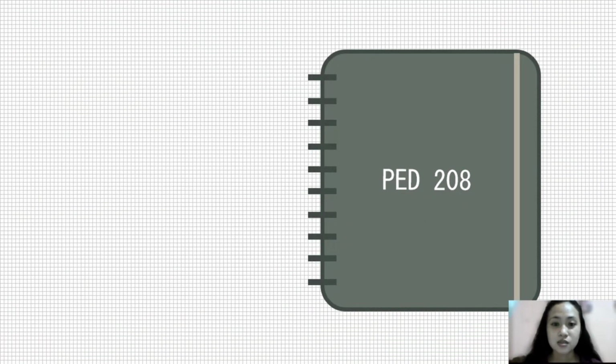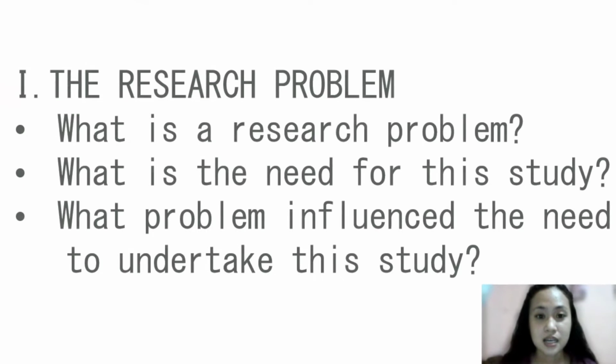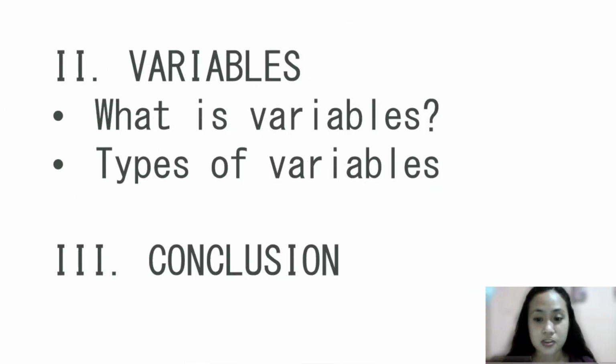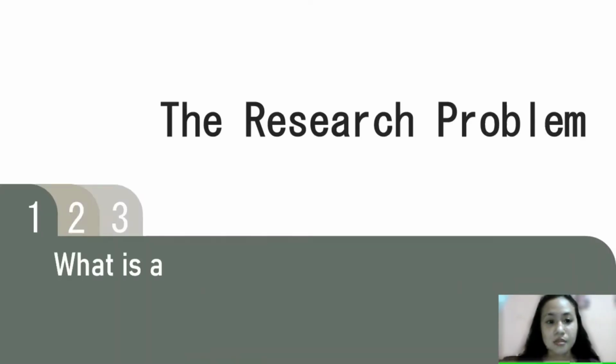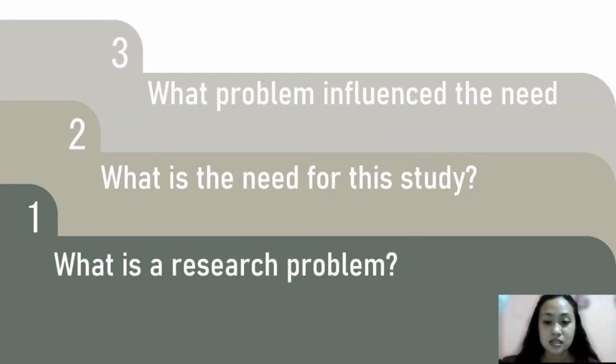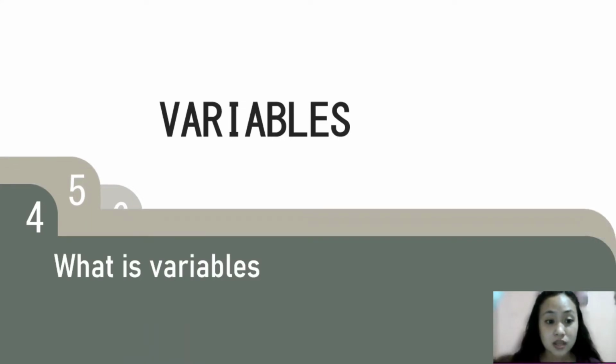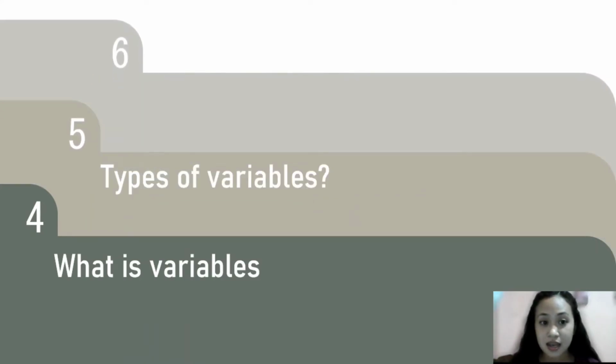So in this, we will discuss the research problem and the variables. What will be included in our discussion for the research problem: first, what is a research problem? Next, what is the need for this study? And then, what problem influenced the need to undertake this study? For the variables, what are variables and the types of variables? And then lastly is the conclusion.